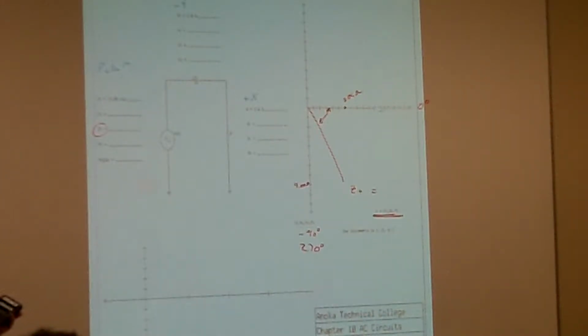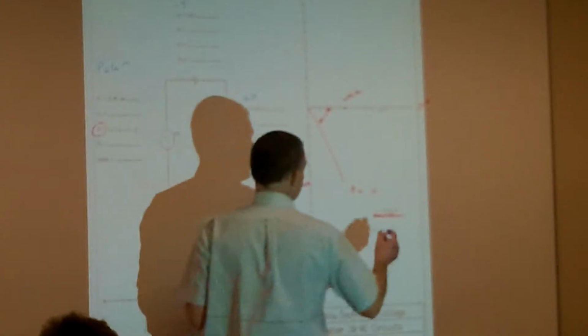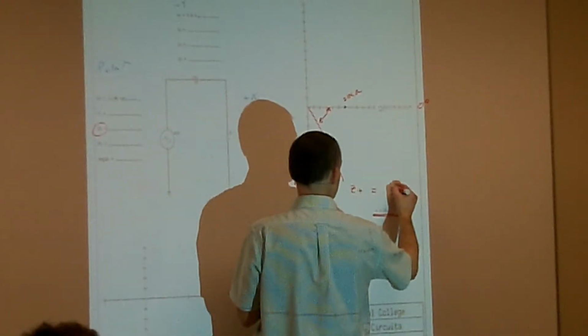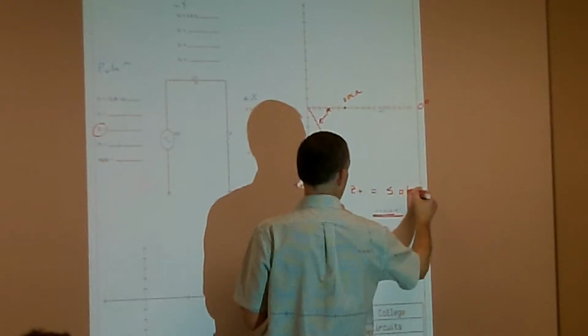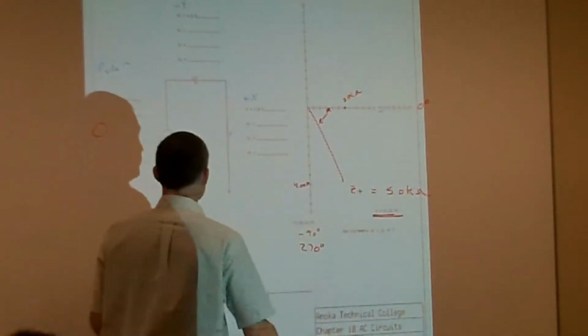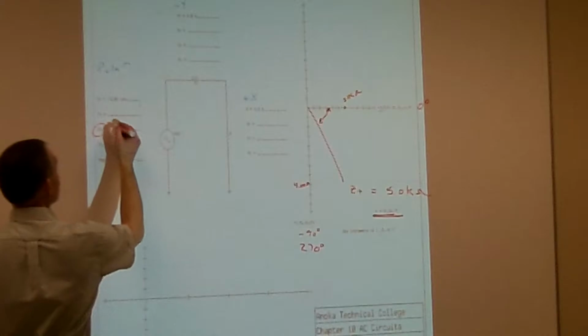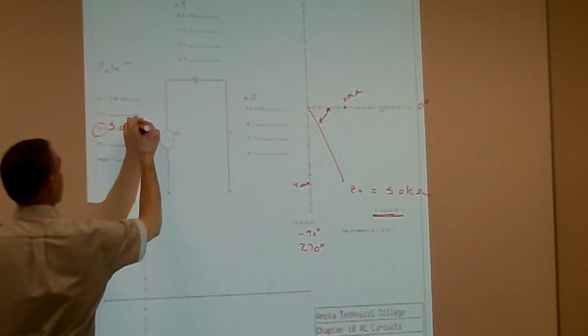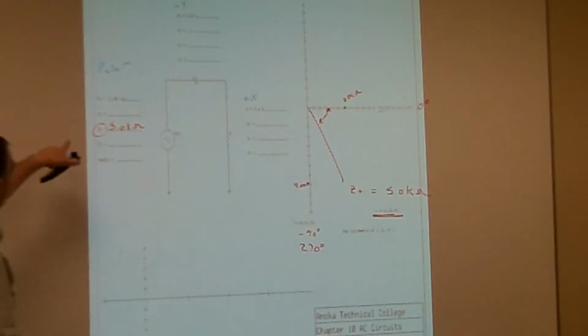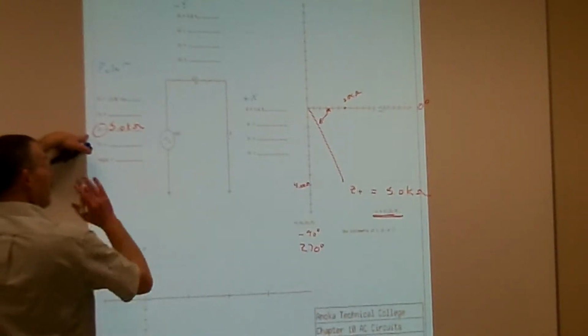So I go 3, second XY, 4, second, rectangular to polar. Yeah, 5. Okay? Then it's 5 what? What's your units? Okay, 5 kiloohms. So my ZT is going to be 5 kiloohms.